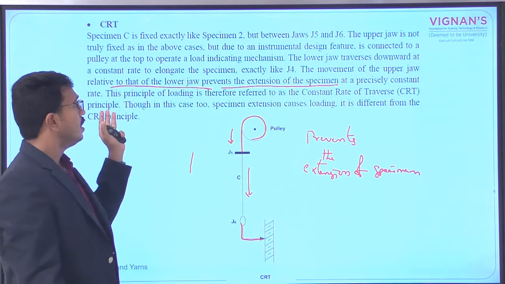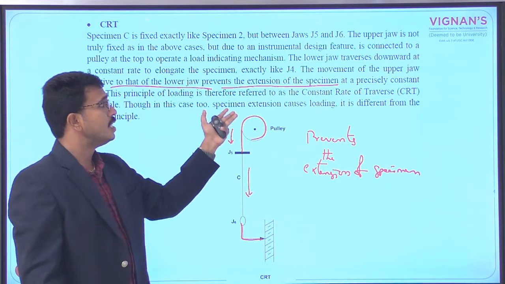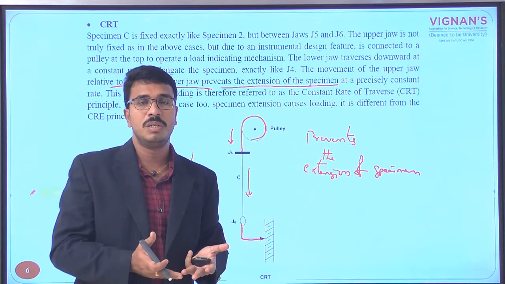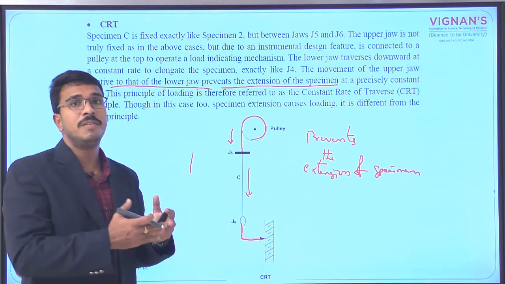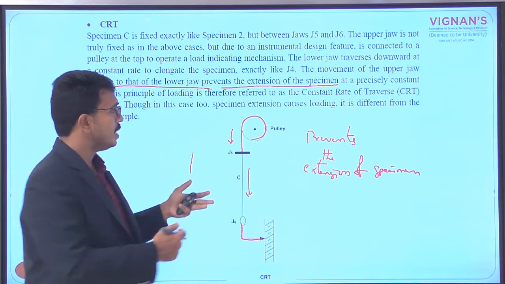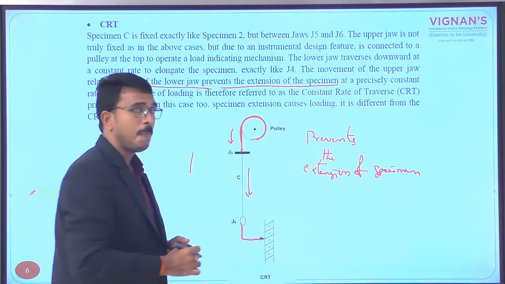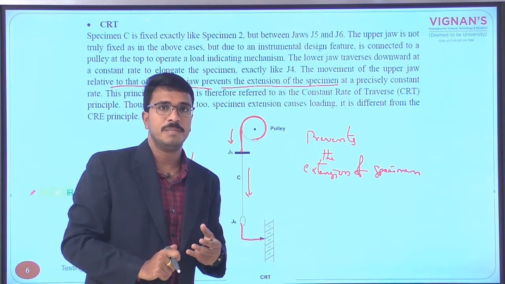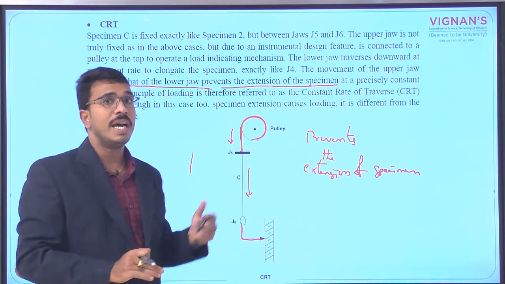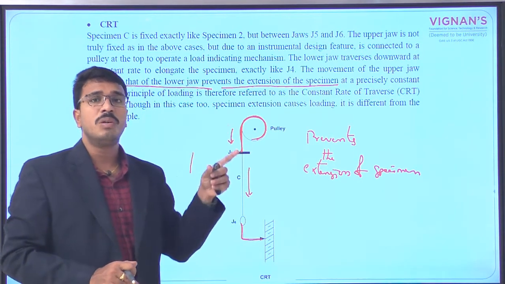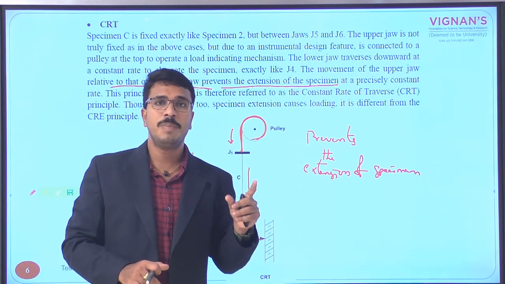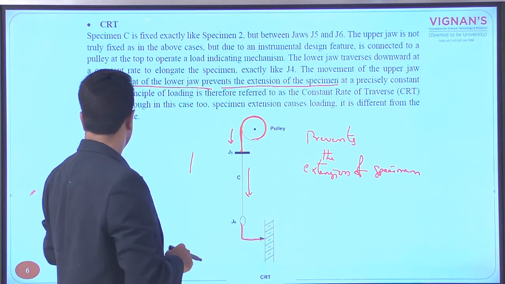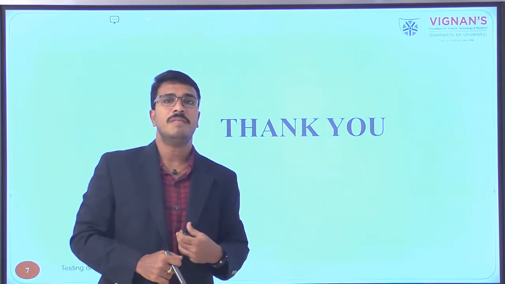Why? Because in this case too, the specimen extension causes loading. Extending the specimen causes it to load. But it is quite different from the CRE principle, because the jaw J5 is connected to a pulley, which is the load indicating and measuring mechanism. So directly we can read the load which makes the specimen break. Understand? So this is the CRT principle, the constant rate of traverse principle.